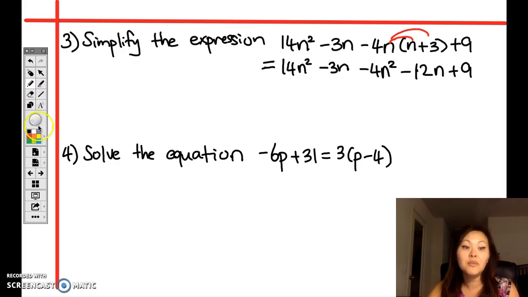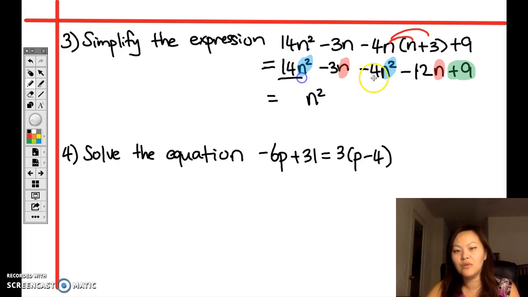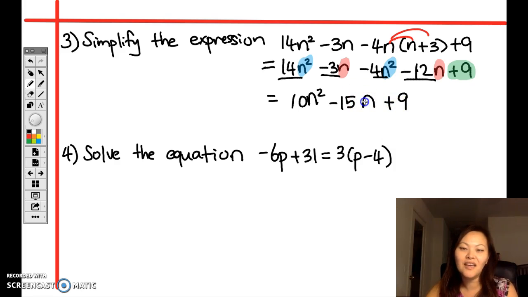Okay, so then from here we're combining like terms. So remember, you have to use your highlighter. The n squared and the n squared go together. And then the n and the n go together. And then the number by itself, right? But there's only one of that. So there you go. I write my n squared, which is the blue ones, and then I see 14 minus 4. So that's 10. And then I write the n, and I see negative 3 plus negative 12, which is negative 15. Finally, I see the 9 by itself, so I put plus 9, and we are done, okay?